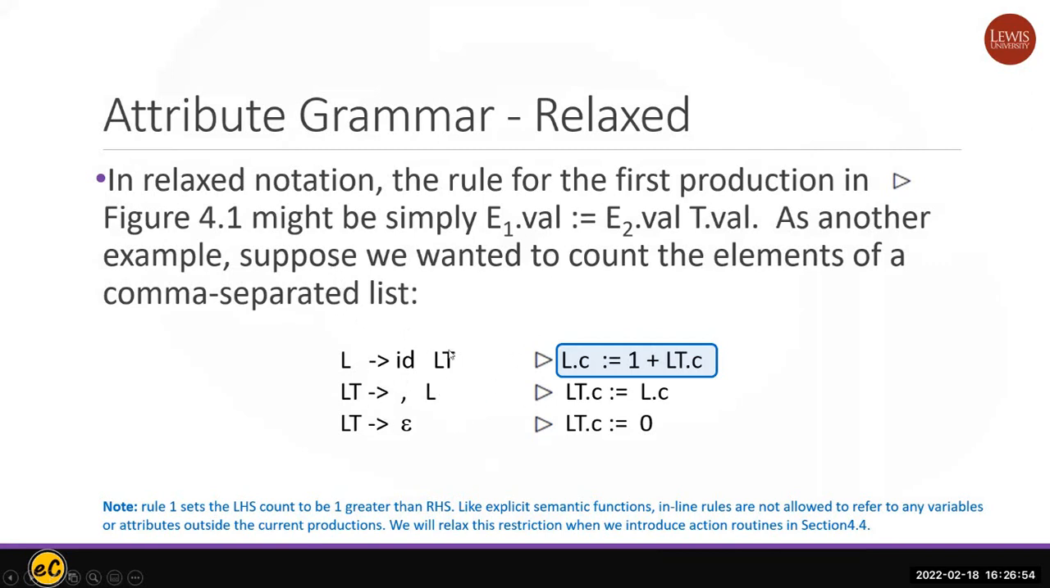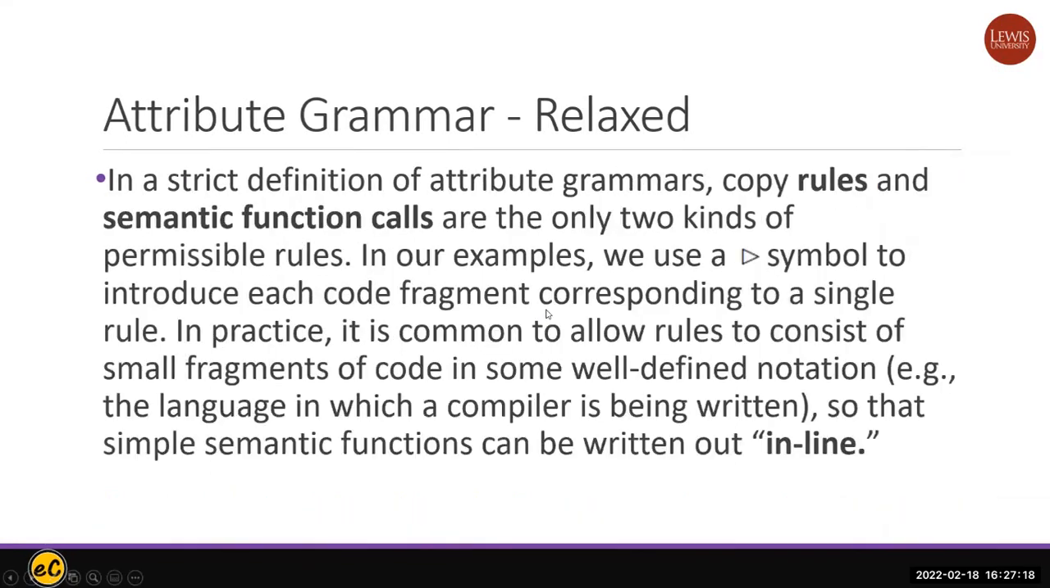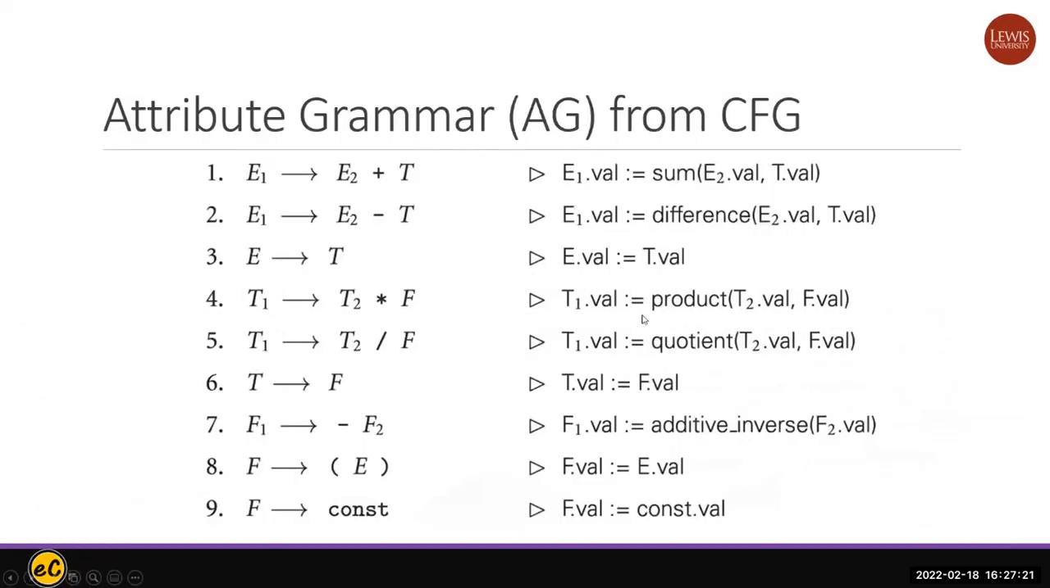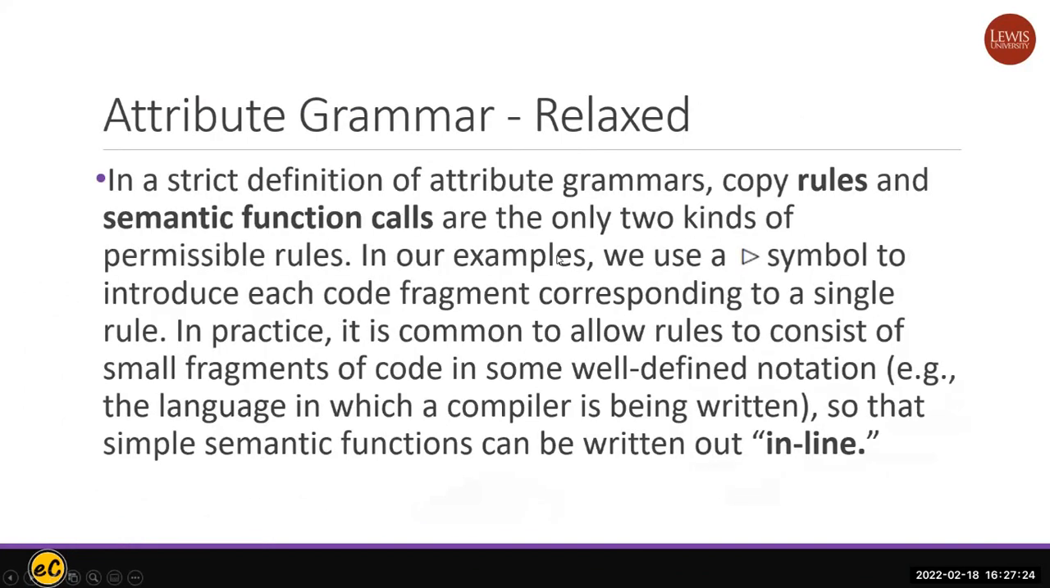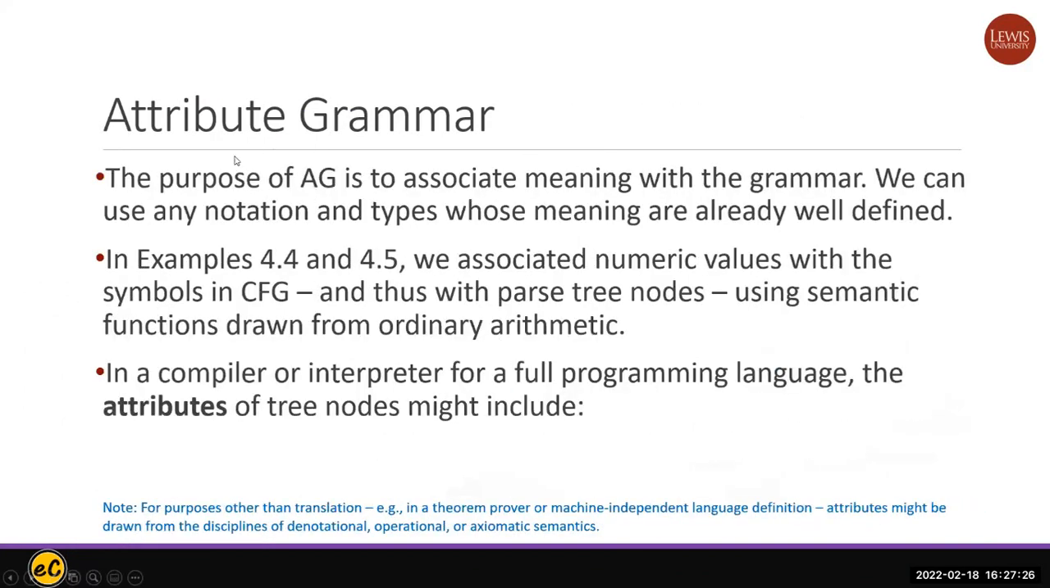Here you have list equals ID and list tail, and this tail is comma and list, and this tail is the empty string. These are the rules that we wrote down for the comma-separated list. You can use such notation for it. It is a redux version compared to this version, but we just need some sort of notation for it. Now, the purpose of attribute grammar is to associate meaning with grammar.